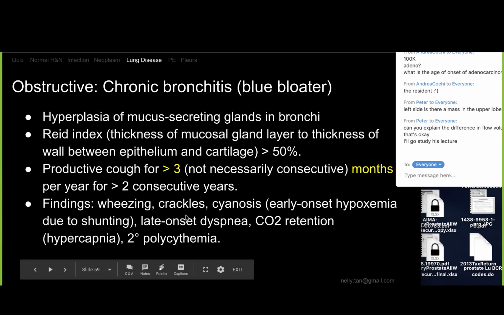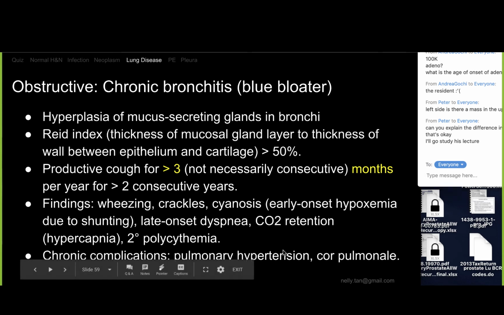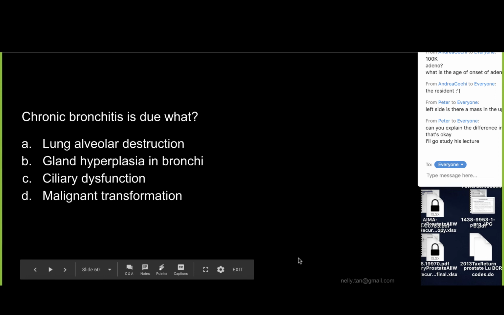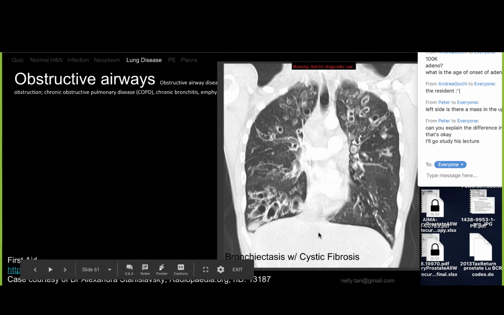That's the diagnostic criteria. And patients typically have wheezing, crackles. They're blue, so they're cyanotic due to shunting, late-onset dyspnea, CO2 retention, and then they get polycythemia. Chronic complications, they can get pulmonary hypertension and cor pulmonale, which leads to right heart failure. So chronic bronchitis is due to gland hyperplasia in the bronchi. Okay, so more obstructive airways disease.